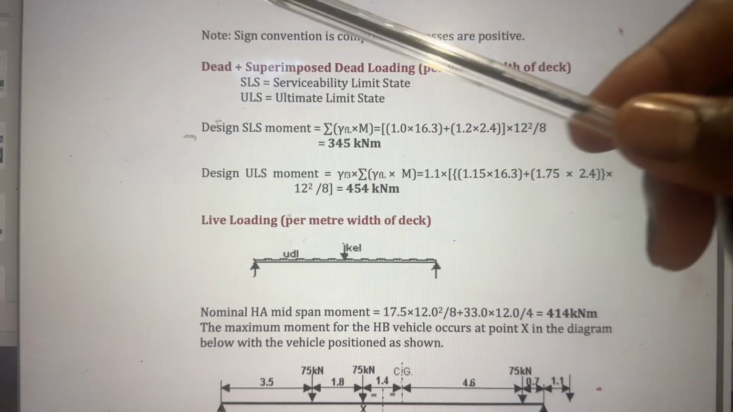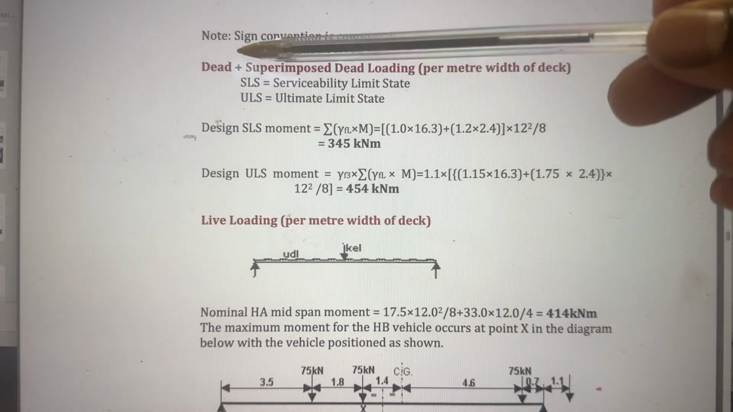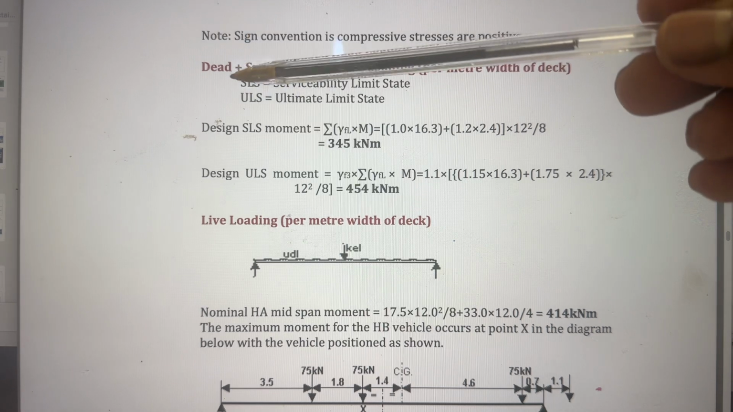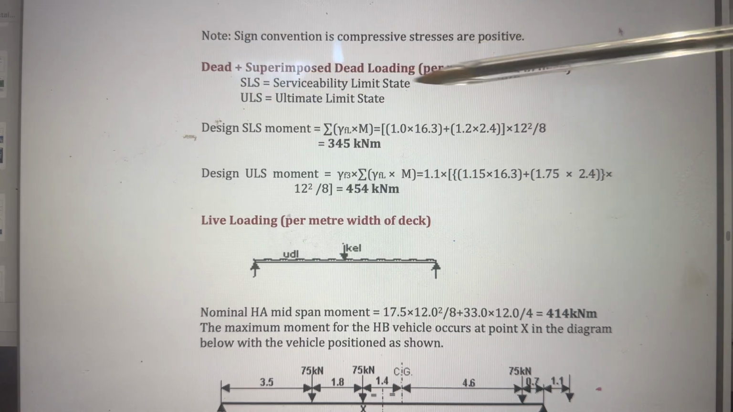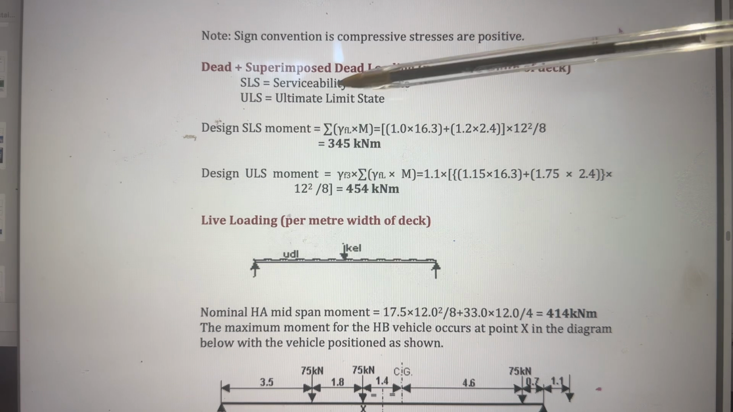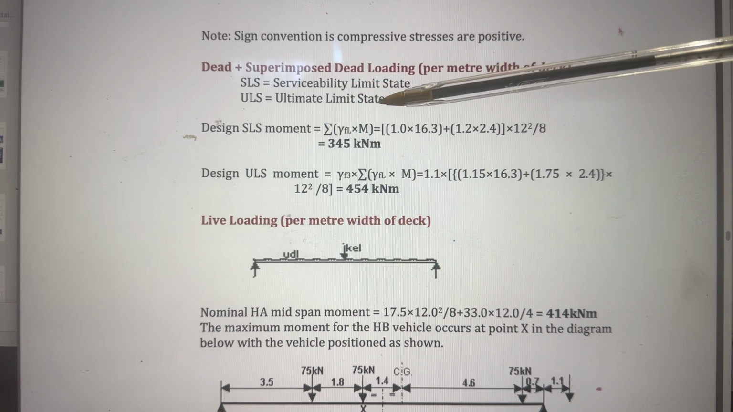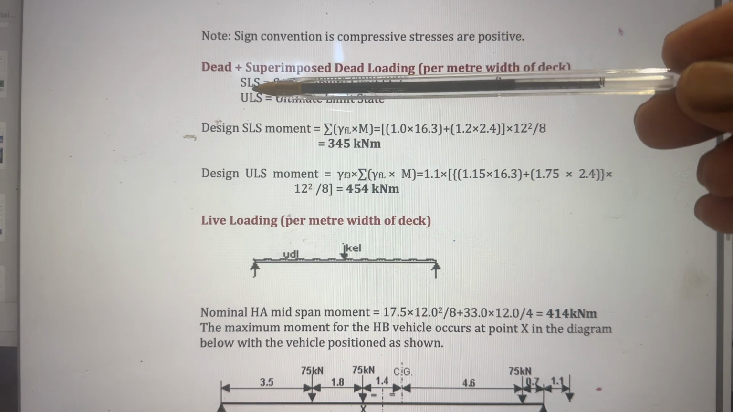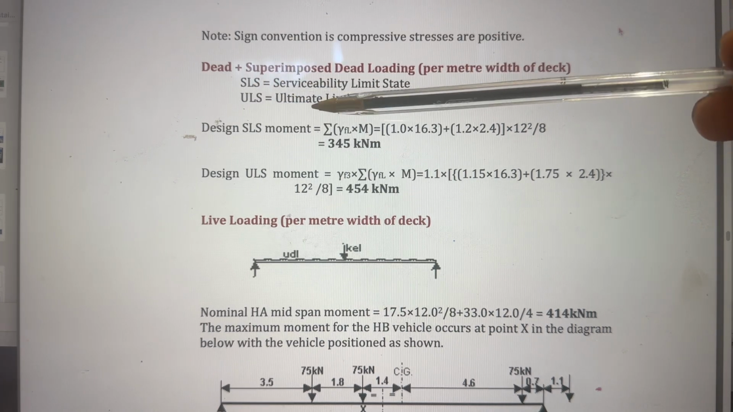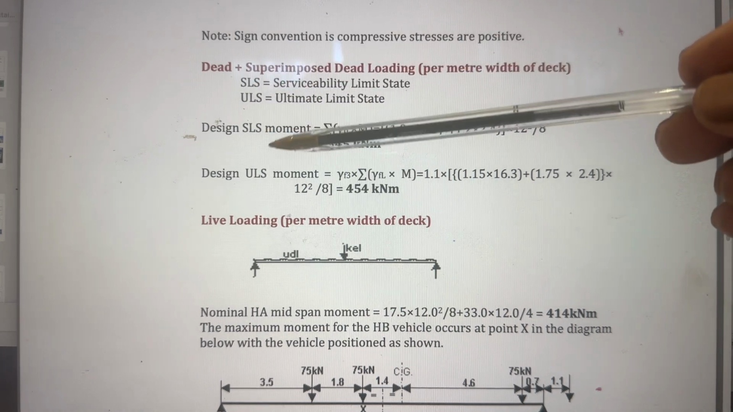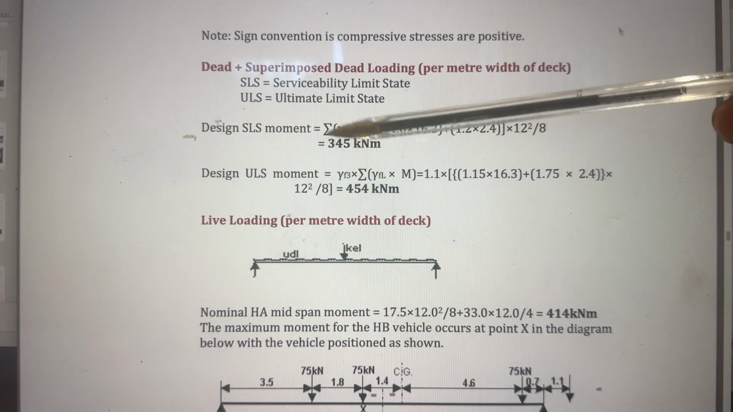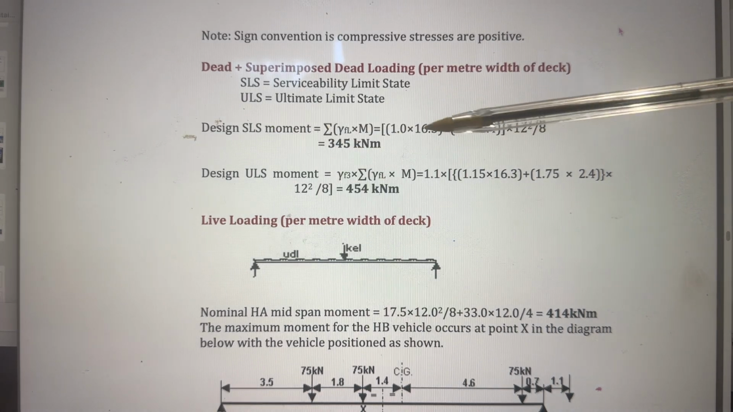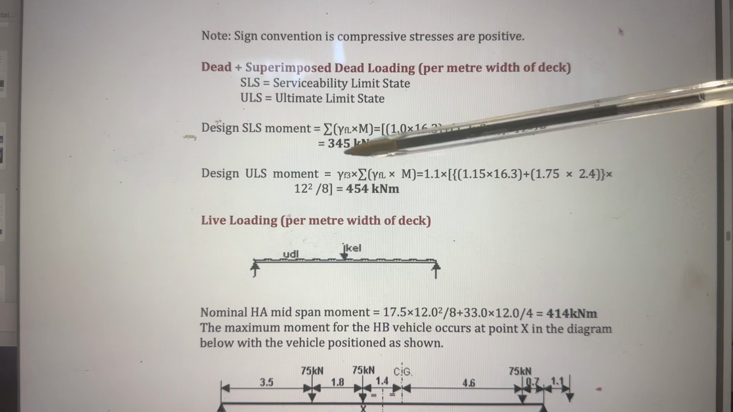Notice here now we're looking at combination 1. Dead load, permanent load is composed of dead plus superimposed. You will calculate them, add them together under two situations, which is the serviceability limit state and the ultimate limit state. So the dead load under design serviceability limit state is, after you add them, you apply the particular factor of safety. It is 345 kilonewton meter.